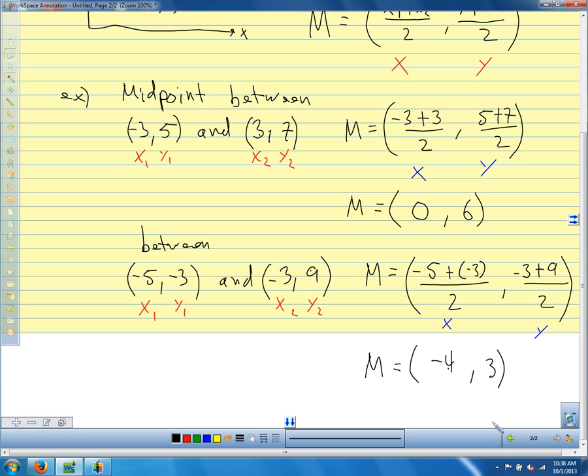So there's my midpoint. I'm averaging the x's and the y's. Now what happens if we have a slightly different kind of problem? What happens if we have the midpoint and one endpoint, and we want to find the other endpoint? We have a different set of information, but it's still information about the endpoint or the midpoint. So I want to do an example like that.